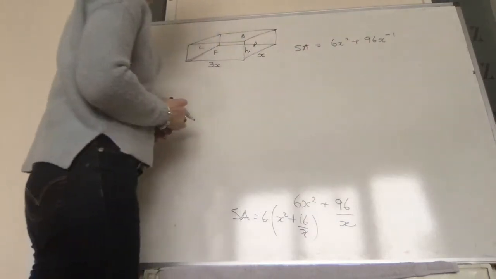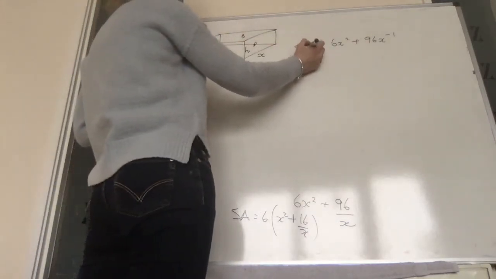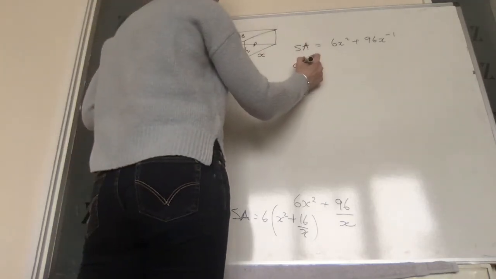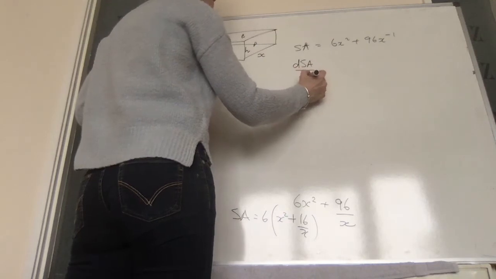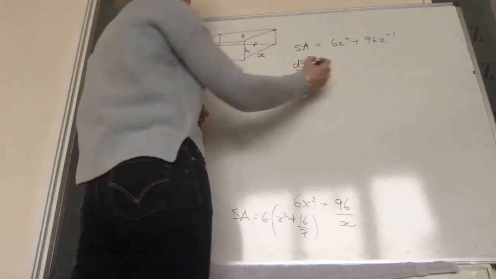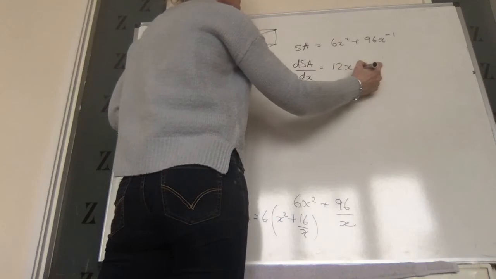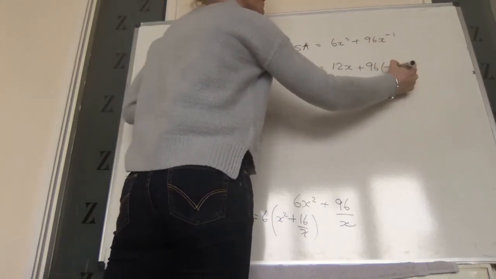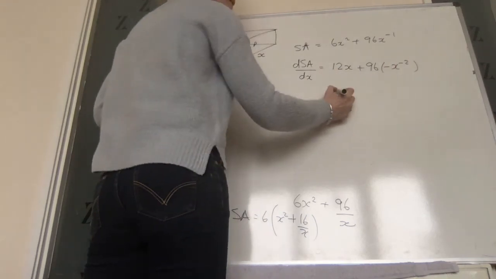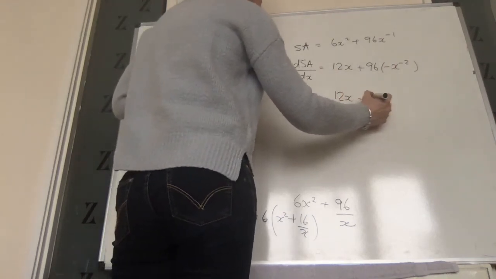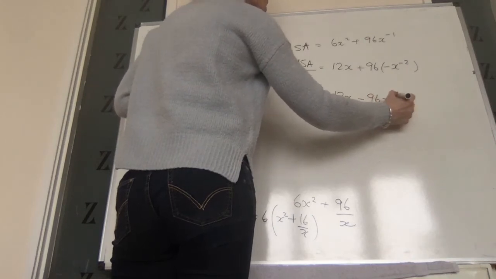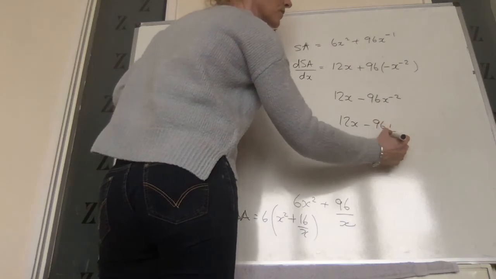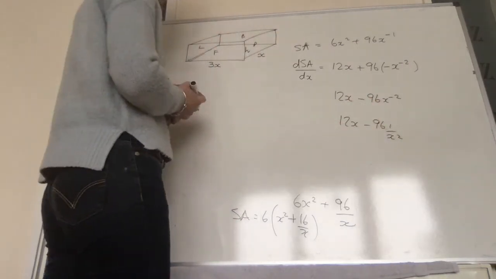Okay, so we have the surface area is 6x squared plus 96, and instead of writing over x, I'm just going to put it as x to the power minus 1, because in order to find the value of x that makes the surface area a minimum, we will need to differentiate the surface area with respect to x. So dSA by dx is equal to 12x plus 96 times minus x to the power minus 2. That's 12x minus 96 x to the power minus 2, which is 12x minus 96 times 1 over x squared, or 96 over x squared.